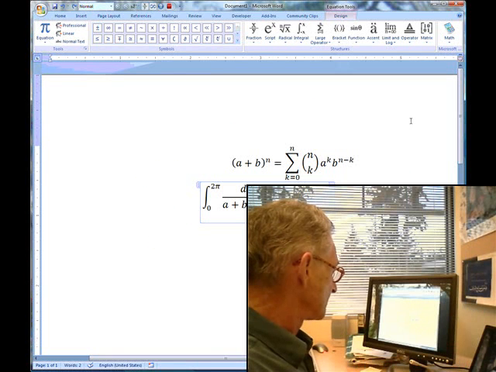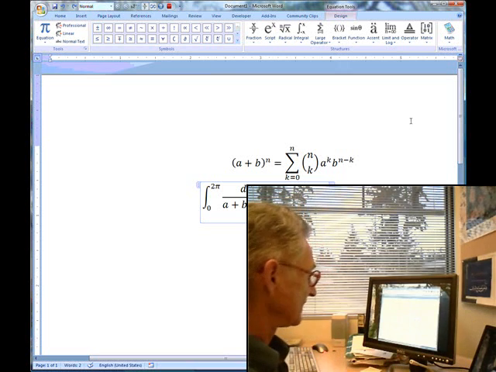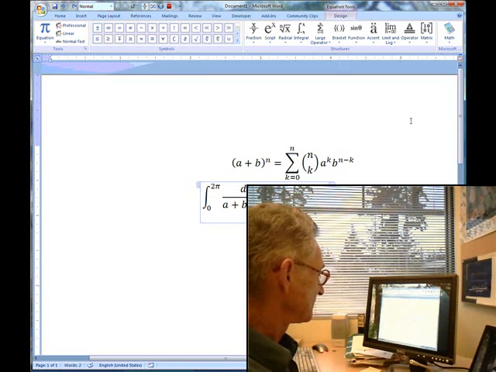So that gives you an idea as to how you can enter some useful formulas into Word 2007.